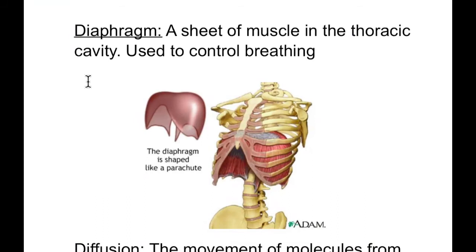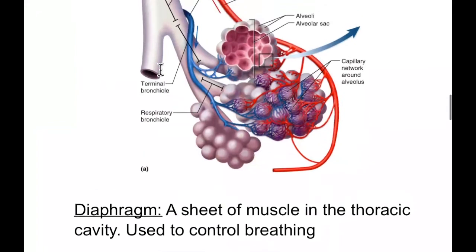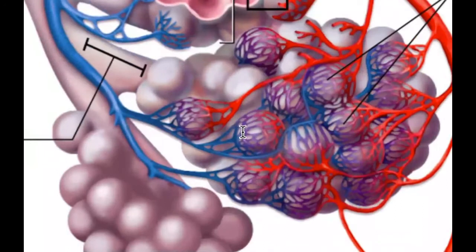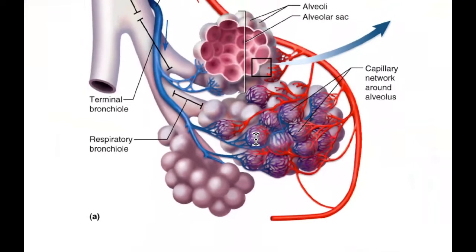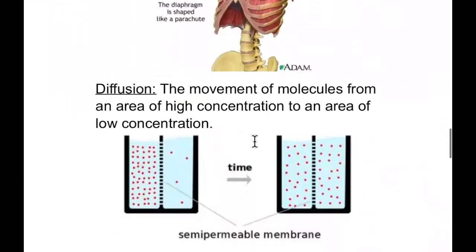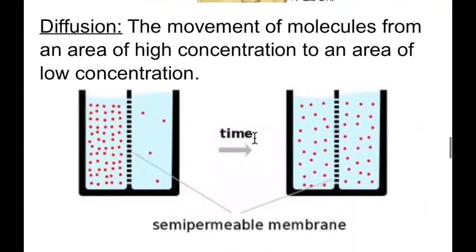Now, how do we get the air out of your lungs and into your blood? Going back up to this picture, the air is inside the lungs, but it needs to leave the lungs somehow, go through this wall of the alveolus, through the walls of the blood vessel and inside to the blood. How does it do that? Through a technique that we learned way back in Bio 1 called diffusion.